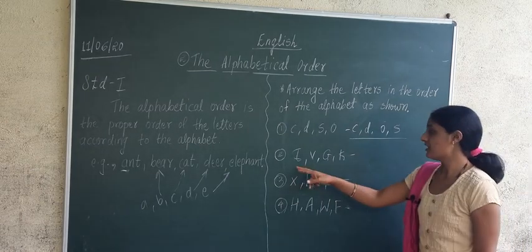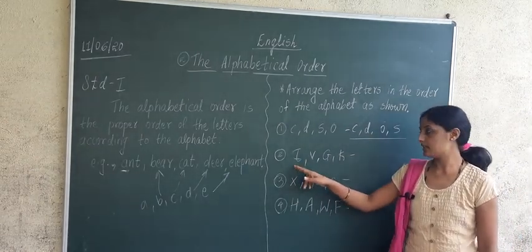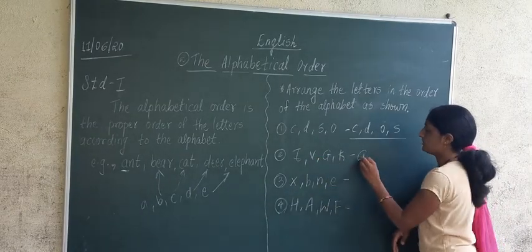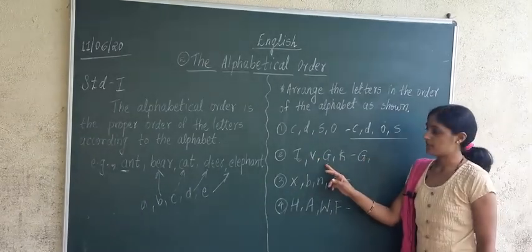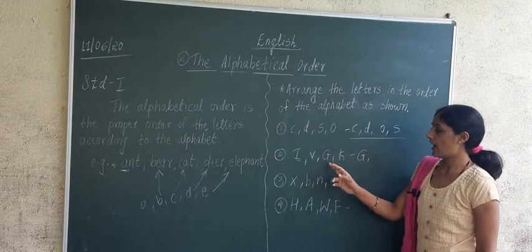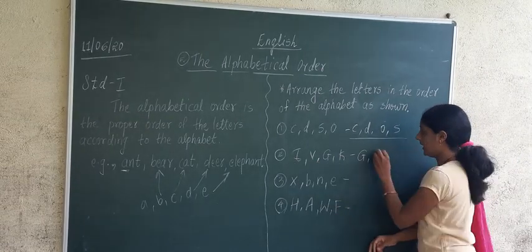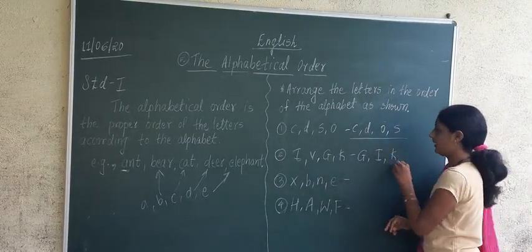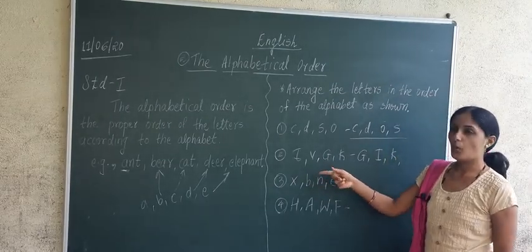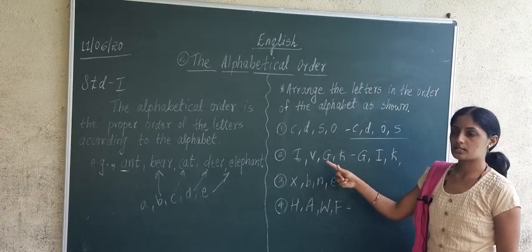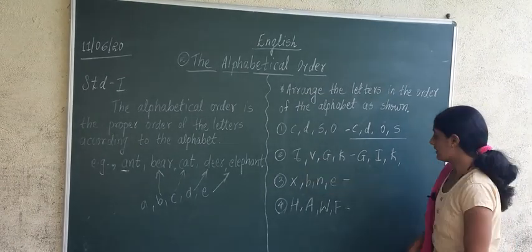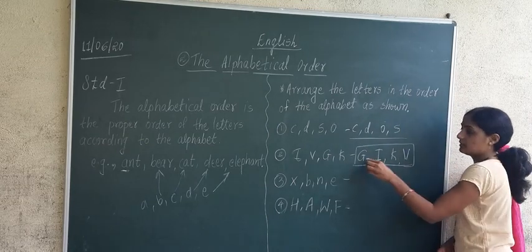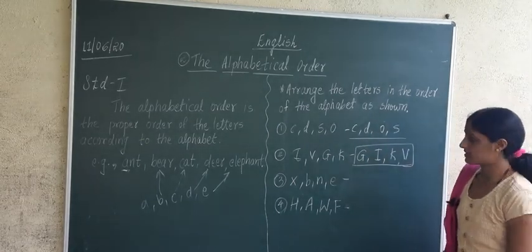Okay. Now if I start with A, B, C, D, E, F, G. G is there? Yes. G. H, I, J, K. K is there? Yes, K. L, M, N, O, P, Q, R, S, T, U, V. V is there? Yes. So this is the correct order of alphabets.